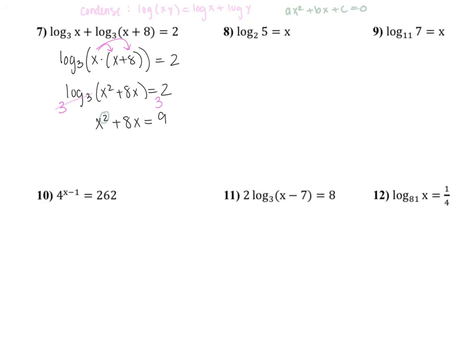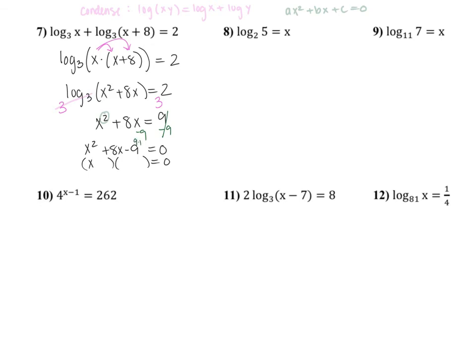So I'm going to have to move over the 9 so that this side can be a 0. And then this side can be x squared plus 8x minus 9. And so I'm going to try to factor because it's a quadratic. I have to think about what number multiplies to give me 9, but adds to give me positive 8. So maybe 9 and 1 might work.